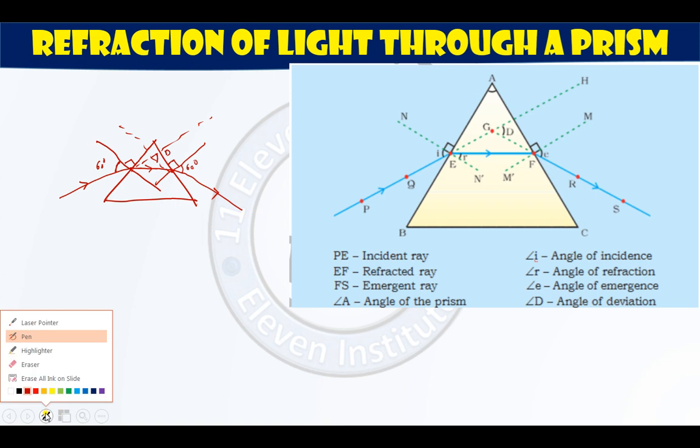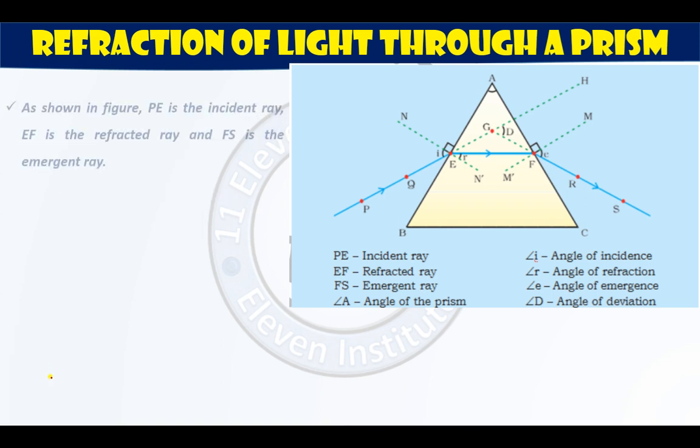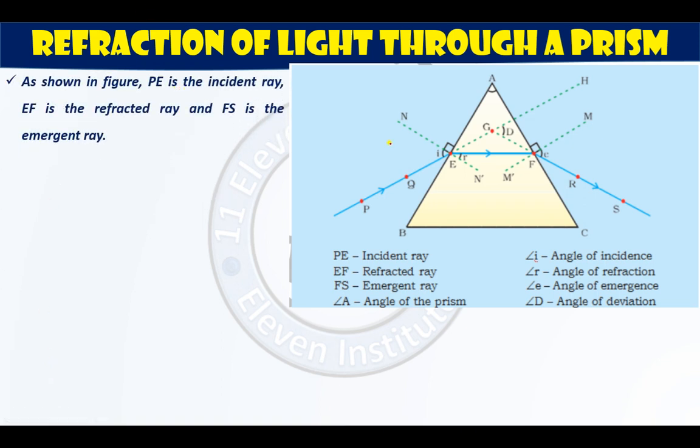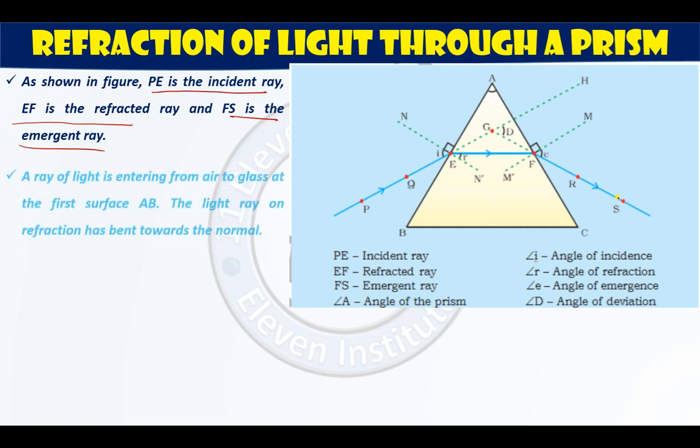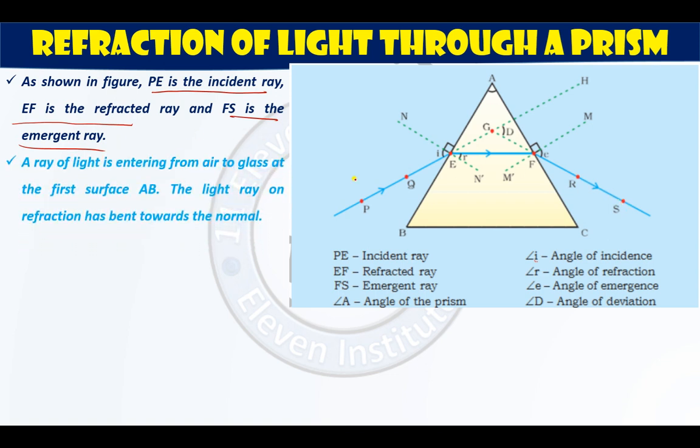Now simply we will see what is given in the textbook. As shown in the figure, PE is the incident ray, EF is the refracted ray, and FS is the emergent ray. A ray of light is entering from air to glass at the first surface AB. Here the ray of light is entering from air to glass, so it will bend towards the normal. See, this has bent towards the normal, right?